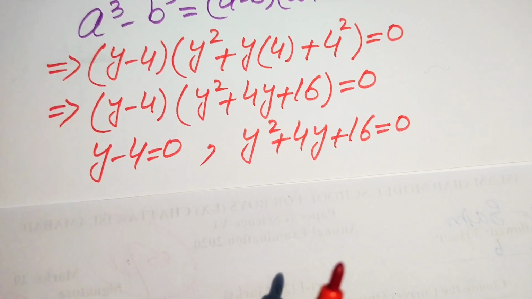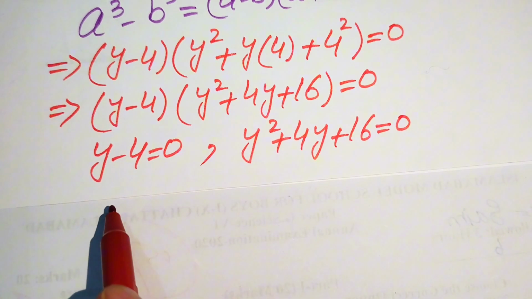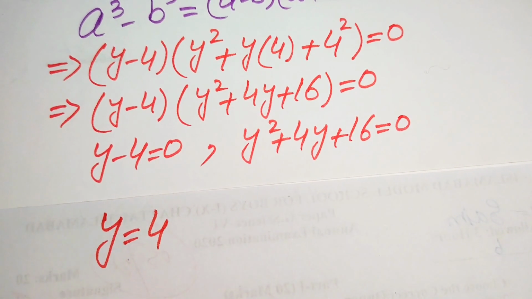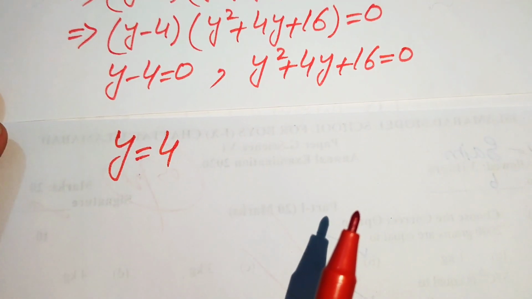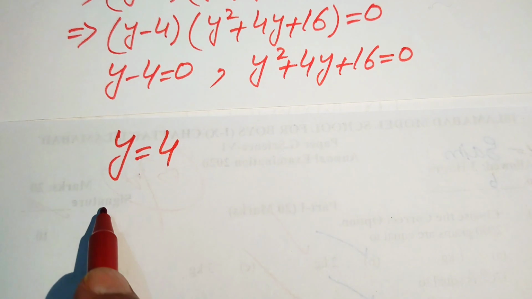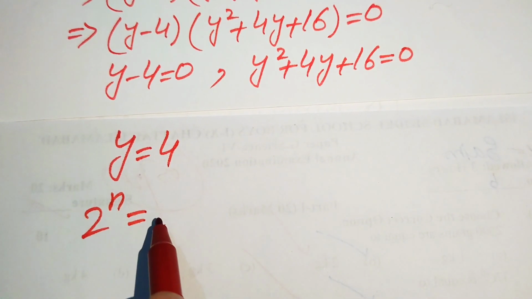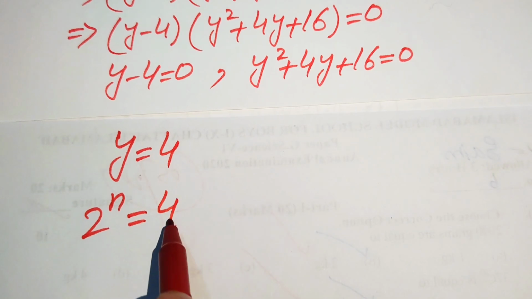So now in the next step, first we focus on this case, and here we have y minus 4 equals to 0, and here we get easily the value of y equals to 4. And now we back substitute this value of y, and in the start of the problem we took our y equals to 2 to the power of n equals to 4.